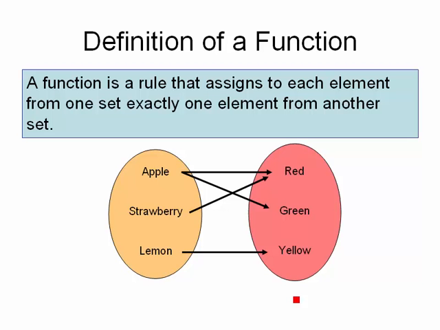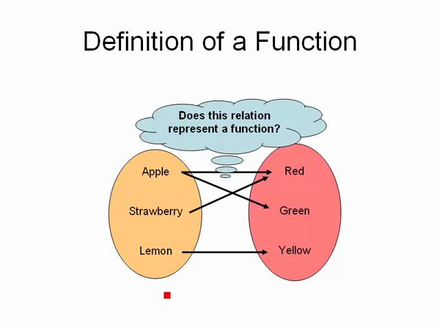So all a function is, is a rule that assigns to each element from one set exactly one element from the other. So we have to go to each one of these items here, apple, strawberry, and lemon, and make sure that it corresponds to only one element from the other set. So let's think, does this relation represent a function?